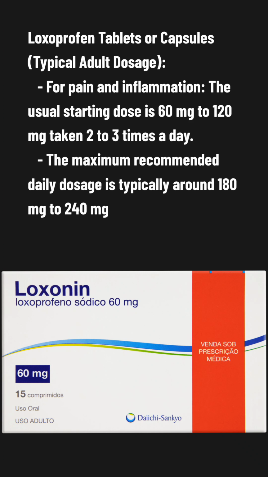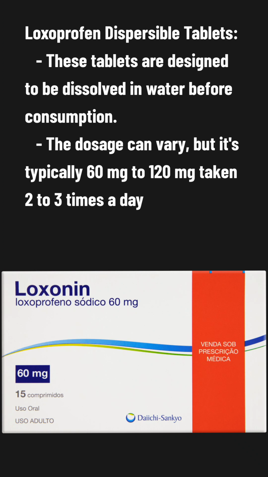Loxoprofen tablets or capsules, typical adult dosage for pain and inflammation. The usual starting dose is 60 milligrams to 120 milligrams taken 2 to 3 times a day. The maximum recommended daily dosage is typically around 180 milligrams to 240 milligrams. Loxoprofen dispersible tablets. These tablets are designed to be dissolved in water before consumption. The dosage can vary, but it's typically 60 milligrams to 120 milligrams taken 2 to 3 times a day.